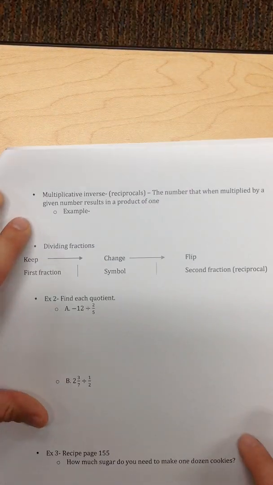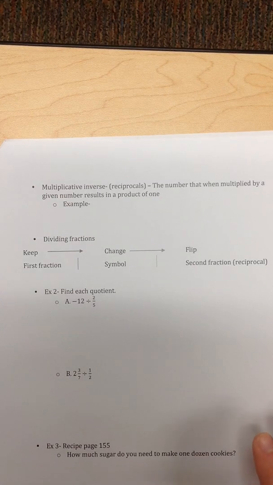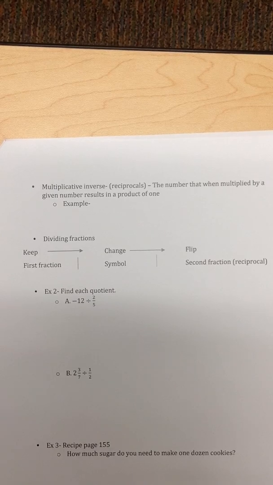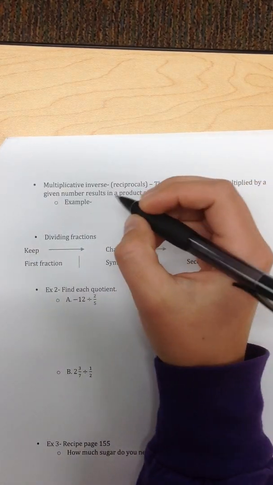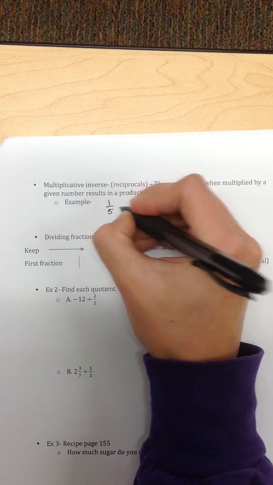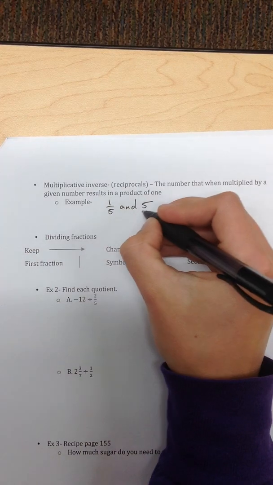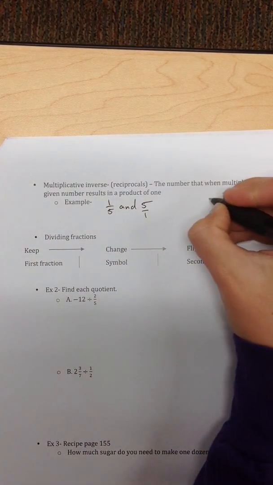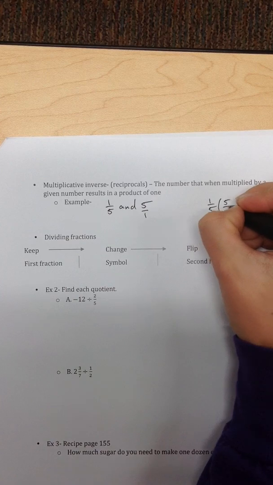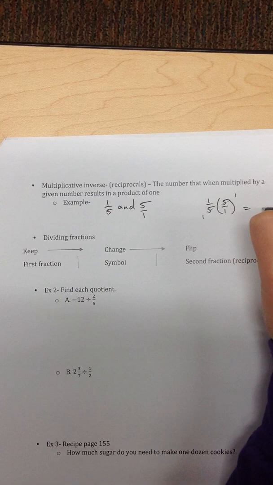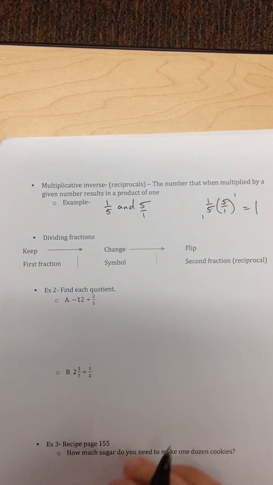Next thing here is multiplicative inverse, or these are also called reciprocals. So what that means is the number that when multiplied by a given number results in a product of 1. So an example here would be like 1/5 and 5. Okay, because when we multiply those together, if we put the 5 over 1, 1/5 times 5 over 1, the 5's can reduce down to 1 and 1. So we multiply those out, they become 1.